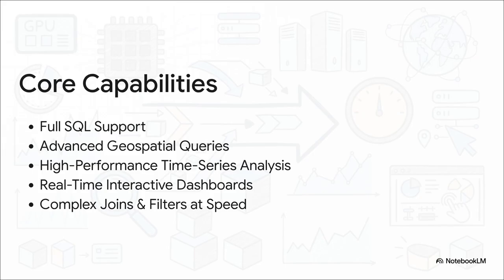But where OmniSci really flexes its muscles is with these super advanced queries. We're talking geospatial stuff, like maps and time series data. So you could ask these crazy complex questions, like, hey, show me every single bit of mobile network traffic in downtown Manhattan over the last 5 minutes. And bam, you get the answer instantly on a dashboard you can actually interact with.